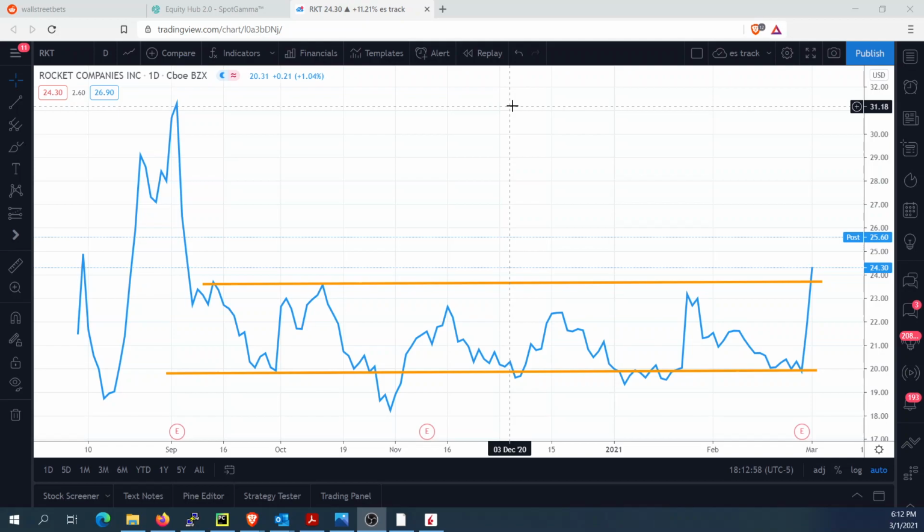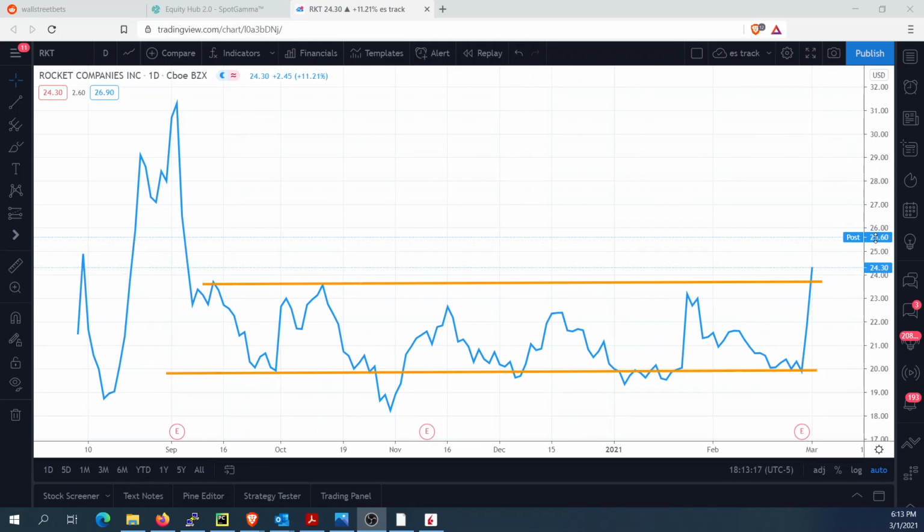We want to talk about rocket companies, RKT. We're going to do a very, very fast video on this. We think it's a super interesting setup. You can see the stock had big support at 20, big resistance around 24, and it's been locked in that range for several months now. Today, it broke out over 24.